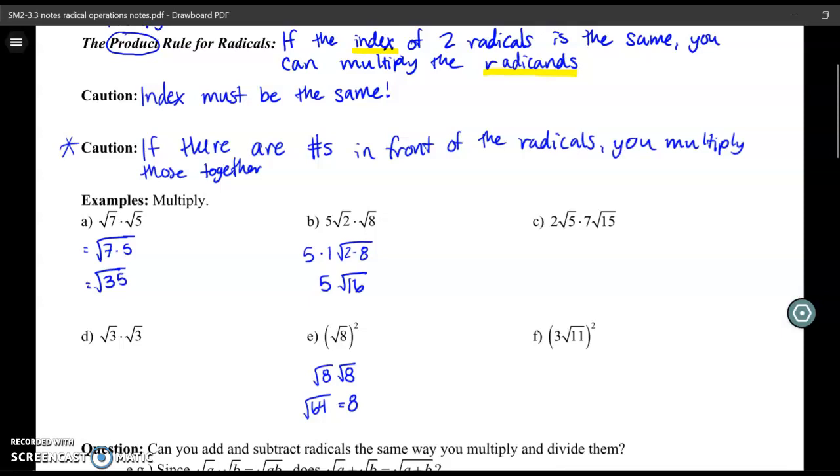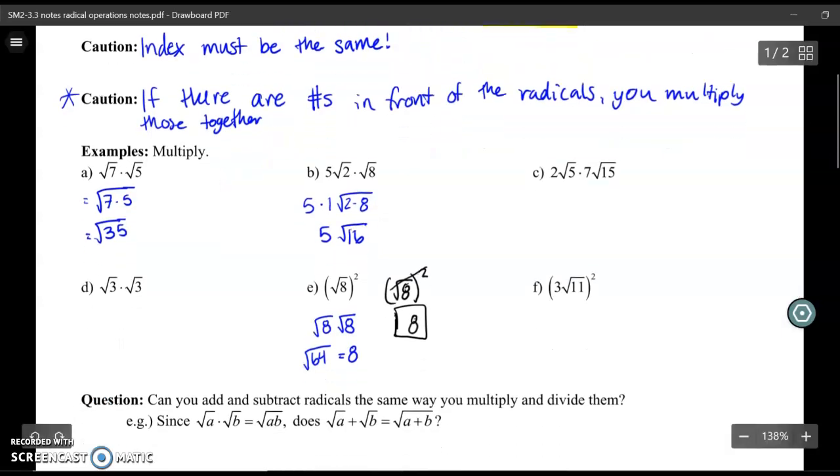Now, there's actually a shorter way to do this. If we come back to the very beginning, we have the square root of 8 squared. Well, the squared exponent and the square root are going to cancel each other out, so we're just left with 8. So whenever you see a square root squared, you can think about canceling them out. Basically, the square root undoes the square, and the square undoes the square root. So they undo each other, and we're just left with whatever was in the radical. Okay, and that is our few examples of how to do the product rule for radicals.